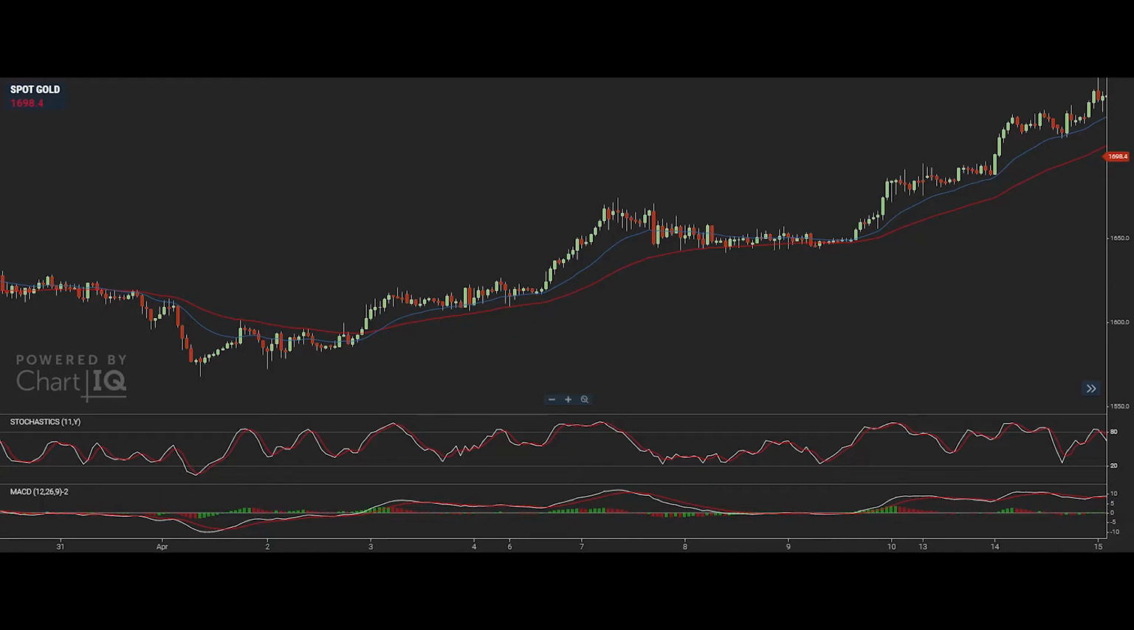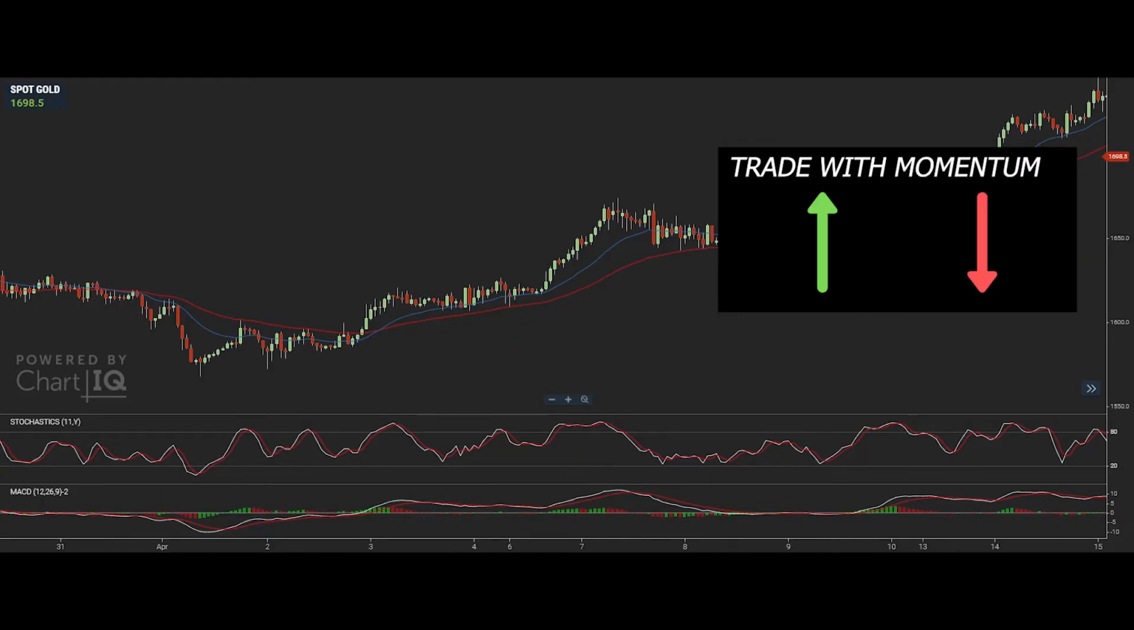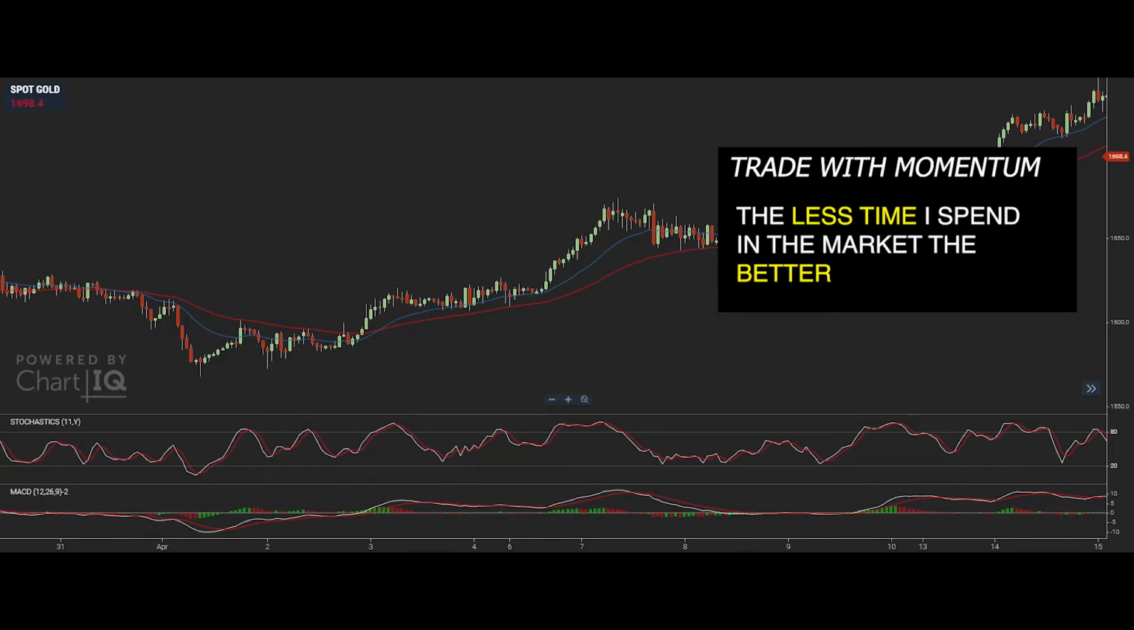Now, the aim for me is to trade with momentum, whether it's up or down. I don't mind being short or being long, but I'm ideally always trying to trade with momentum and get on the right side with my entries as well. So the less time I spend in the market, the better. So if I can get into the market when it's starting to rise for a long or starting to fall for a short, that's the prime setup for me.